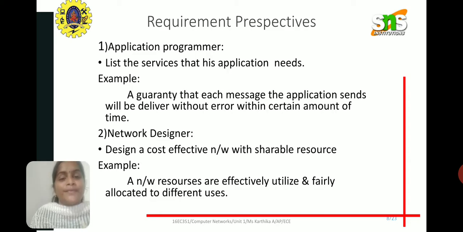The second one is the network designer. What's the role of this network designer? Same thing: to design a cost effective network with shareable resources. That is what everyone needs.